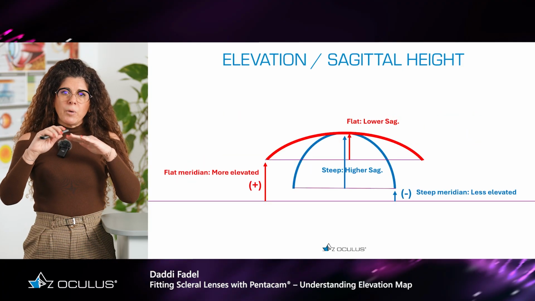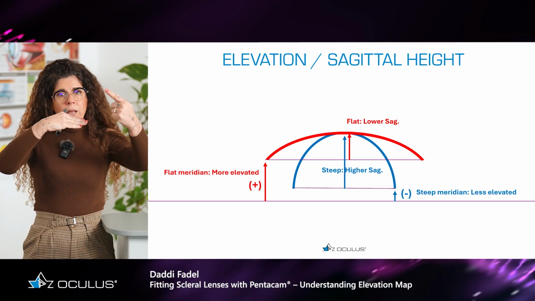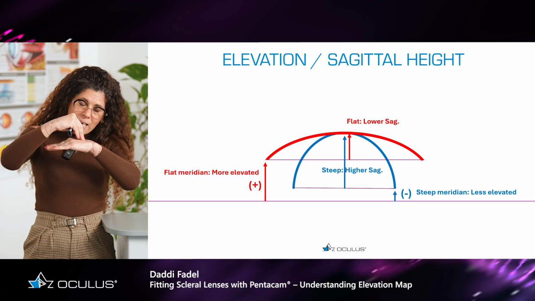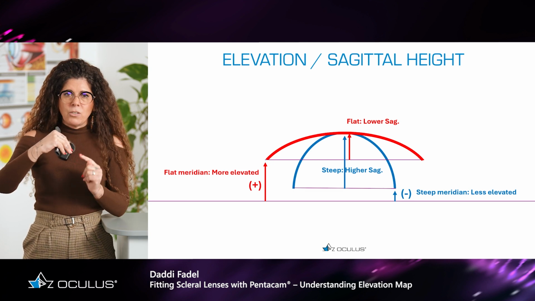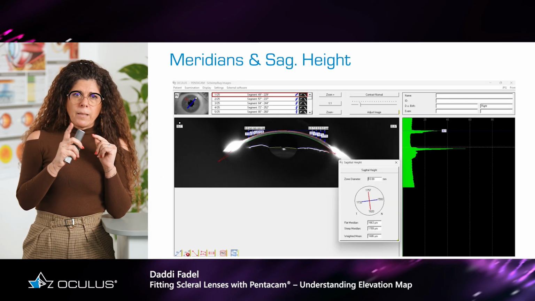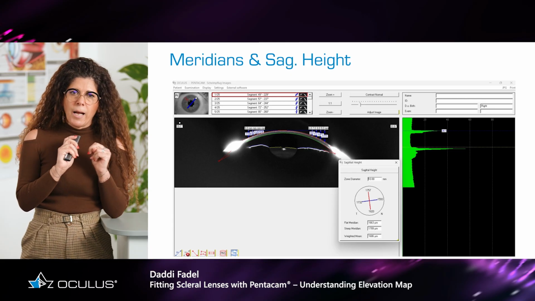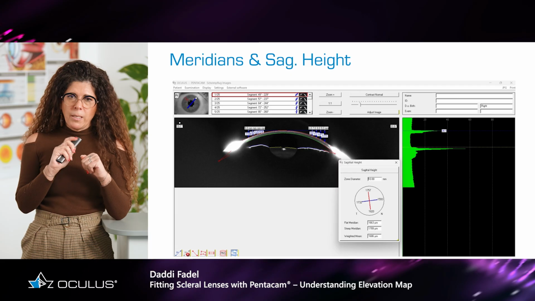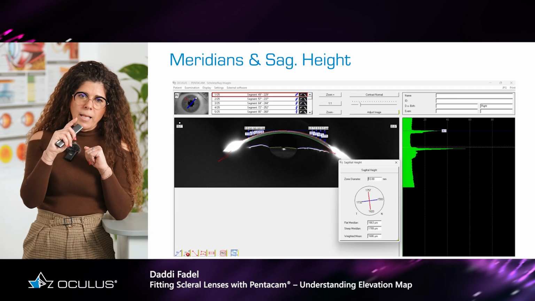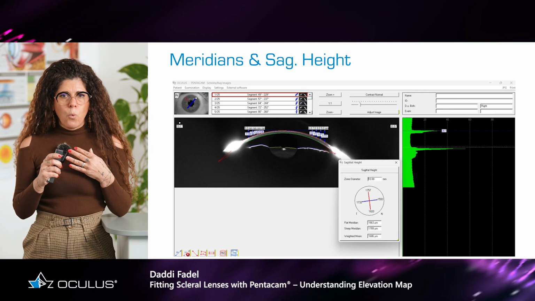This slide will summarize what we discussed so far. The flattest meridian is more elevated, however, it has the lower sagittal height. The steepest meridian is less elevated, but has the higher sagittal height. This is important because the Pentacam will give you both sagittal height in the flattest meridian and the steepest meridian. And here you can see how the flattest meridian has the lowest sagittal height, and the steepest meridian has a higher sagittal height. And now you understand why.